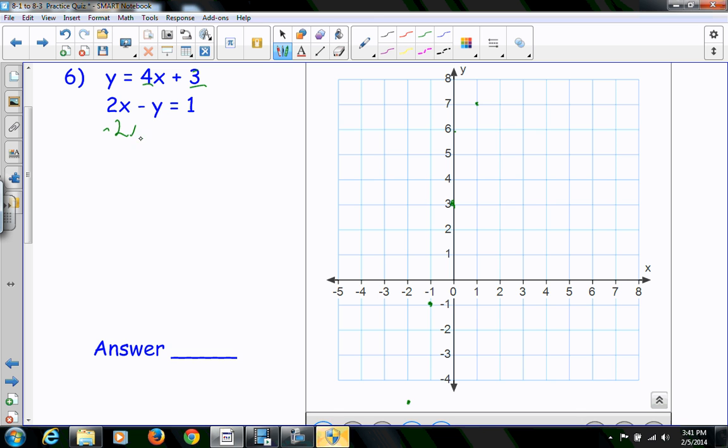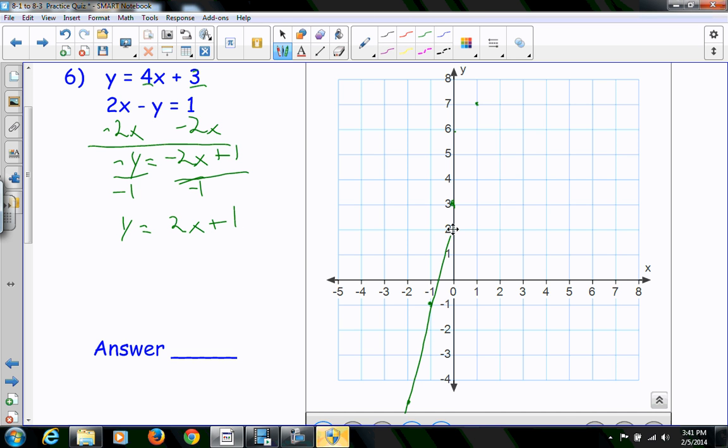So minus 2x, and then I'm left with negative y is equal to negative 2x plus 1. If I divide everything by negative 1, all that does is switch the signs again, so I got y is equal to 2x plus 1. Okay, so I'll go ahead and graph that. I didn't actually draw my line for the last one, but here it is, kind of something like that.